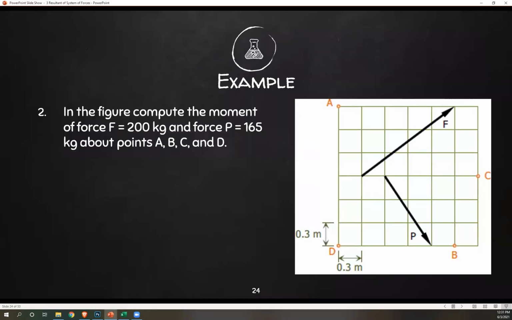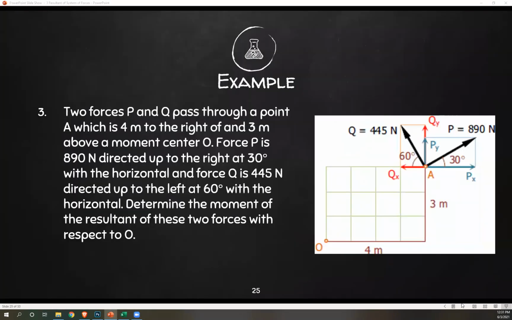Number 3. Two forces, P and Q, pass through a point A, which is 4 meters to the right of and 3 meters above a moment center O. Force P is 890 newtons directed up to the right at 30 degrees with the horizontal, and then force Q is 445 newtons directed up to the left at 60 degrees with the horizontal. Determine the moment of the resultant of these two forces with respect to O.